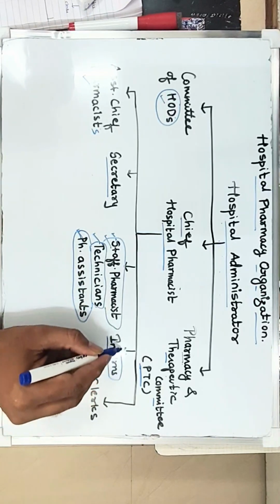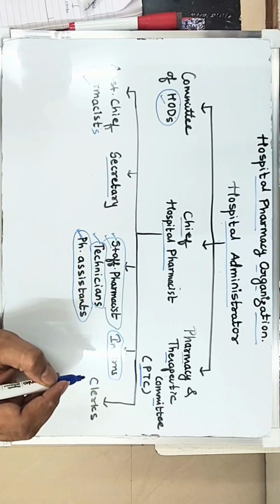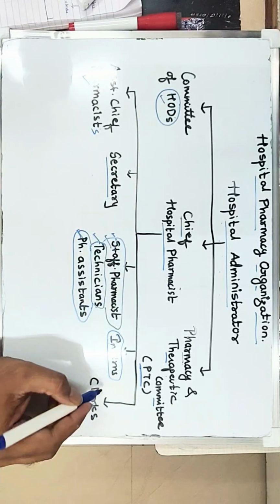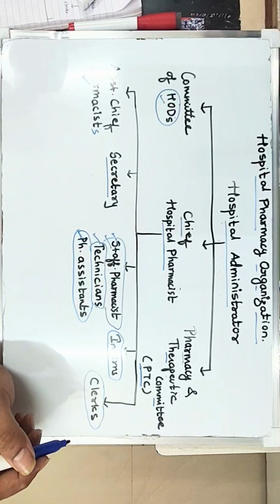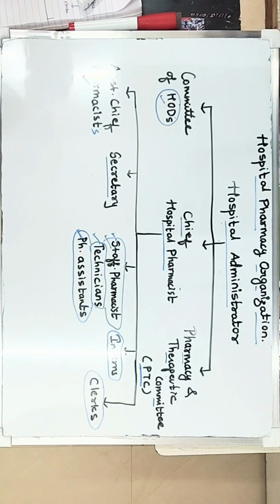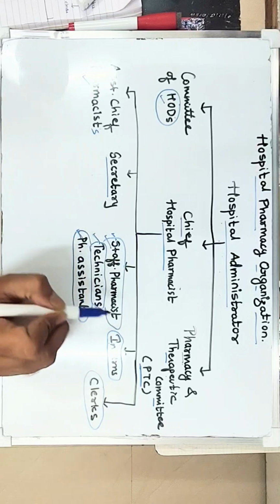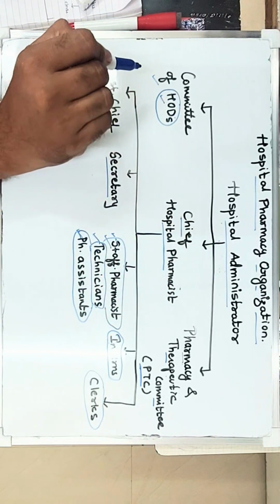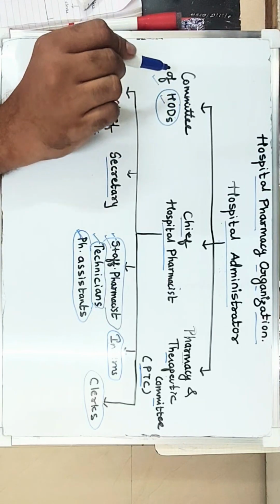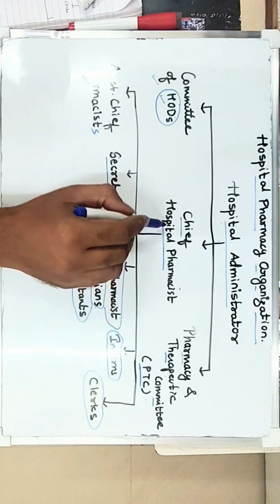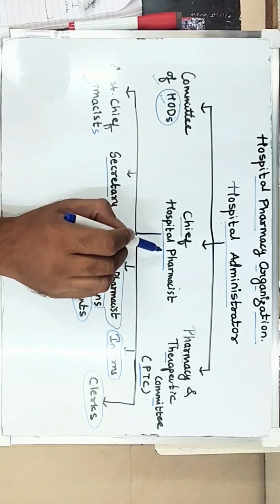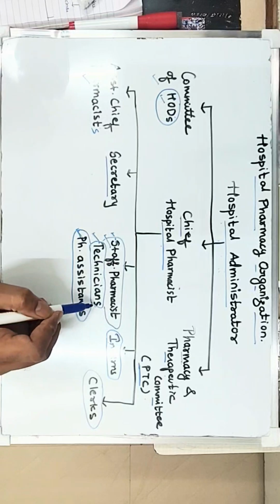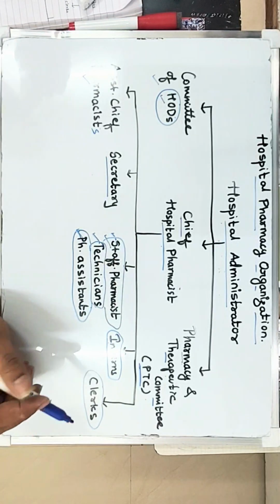Then there might be interns, because hospital pharmacy का एक function भी होता है to educate the upcoming pharmacists. So yes, there will be interns who would be working. And apart from this, there would be some non-technical staff which we consider as clerks. Okay, so in one hospital pharmacy setting, this is the ideal organization: a hospital administrator, who takes care of various committees of all HODs or various HODs forming one committee. Then there is Pharmacy Therapeutic Committee and Chief Hospital Pharmacist. Now, Chief Hospital Pharmacist manages a team of Assistant Chief Pharmacist, Secretary, Staff Pharmacist, Technician, Pharmacy Assistant, interns, and clerks.